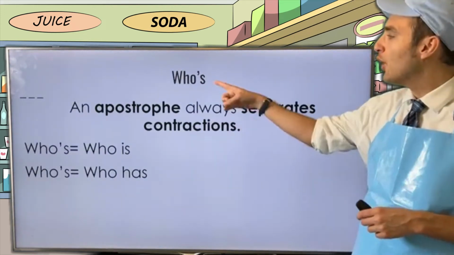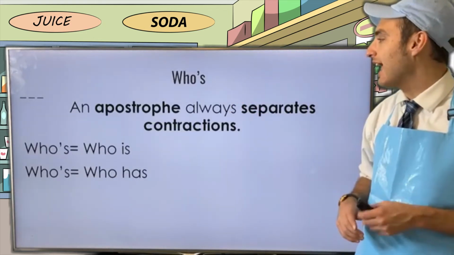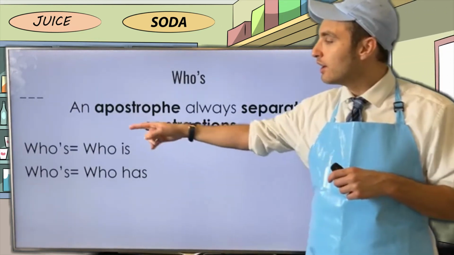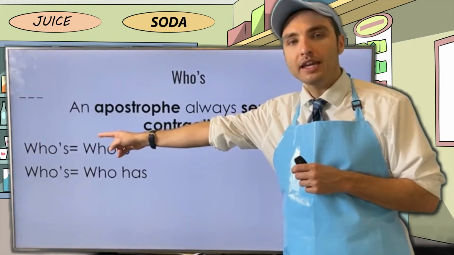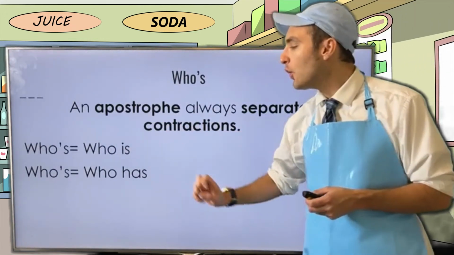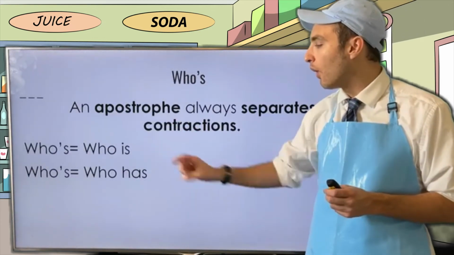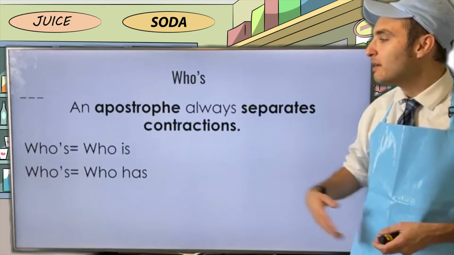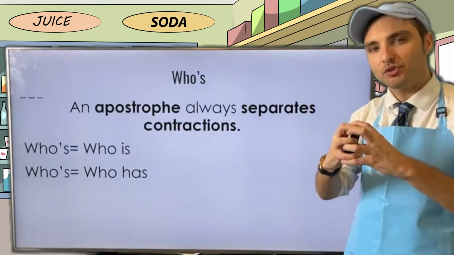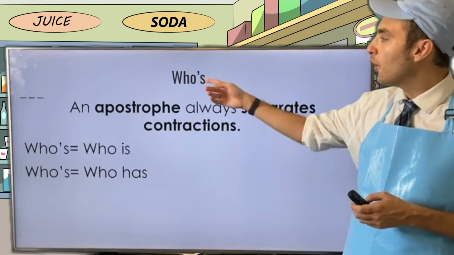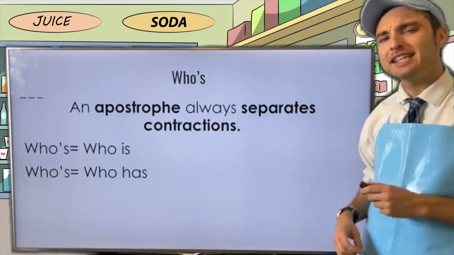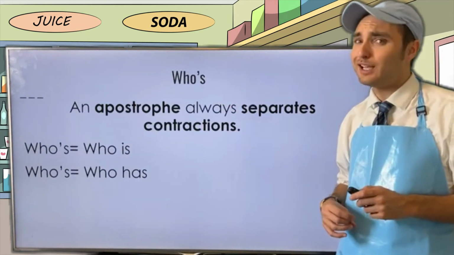So, when it comes to who's, W-H-O apostrophe S, an apostrophe always separates contractions. In this case, W-H-O apostrophe S stands for who is or who has. This is very important because in both of these we have a pronoun and a verb. Contraction, putting those two together. They're just shortened. So who's can be either who is or who has. Let's see how who's is used in a couple of sentences.